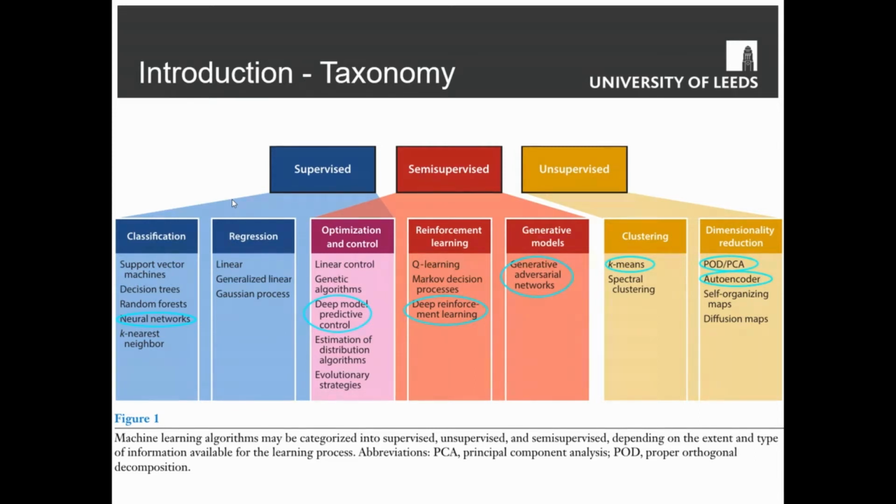And then there's this set of algorithms which come under this semi-supervised heading: optimization and control. So that's an application area. This is about how we can control the inputs to a flow problem in order to optimize something. For example, we might want to minimize the drag around an aerofoil, or maximize the downforce on a Formula One car.